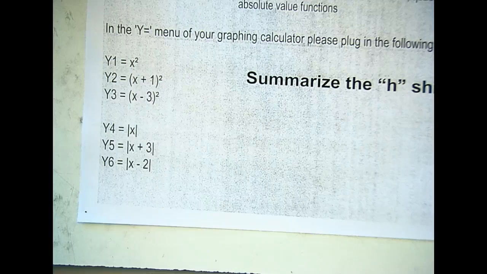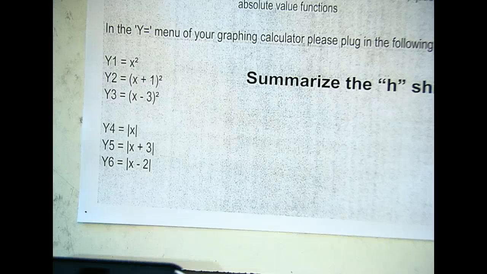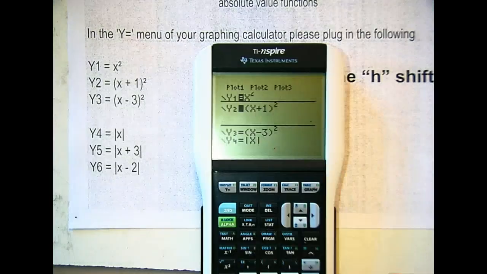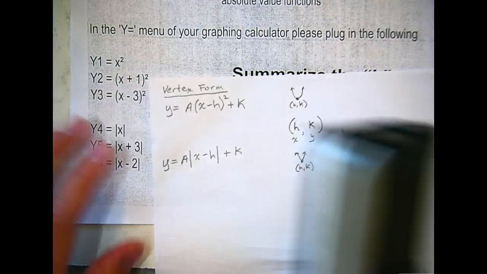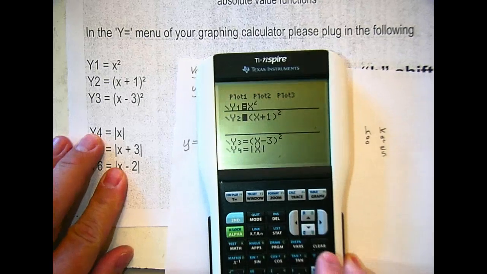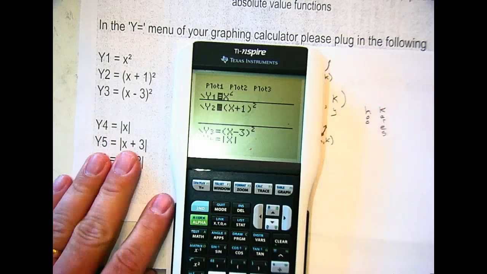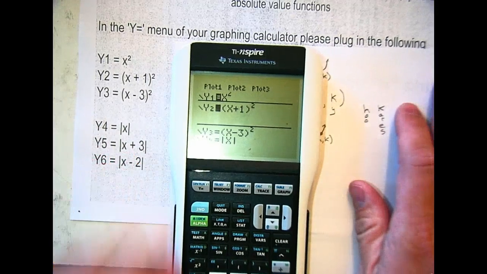All right. Tell them exactly where it's shifting to. Okay, now test your theory by throwing it into your calculator and see if you're right. All right, now that you have them in there, how many of you were able to make the correct prediction? How many of you predicted it went the wrong way? Okay, well, let's check it out.